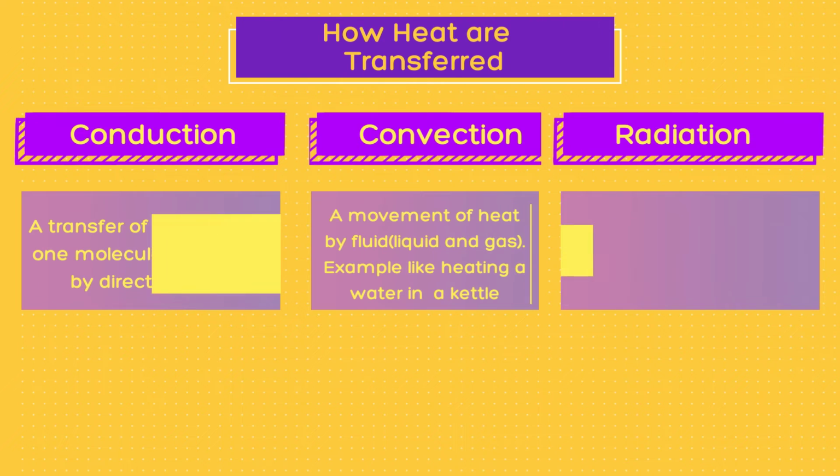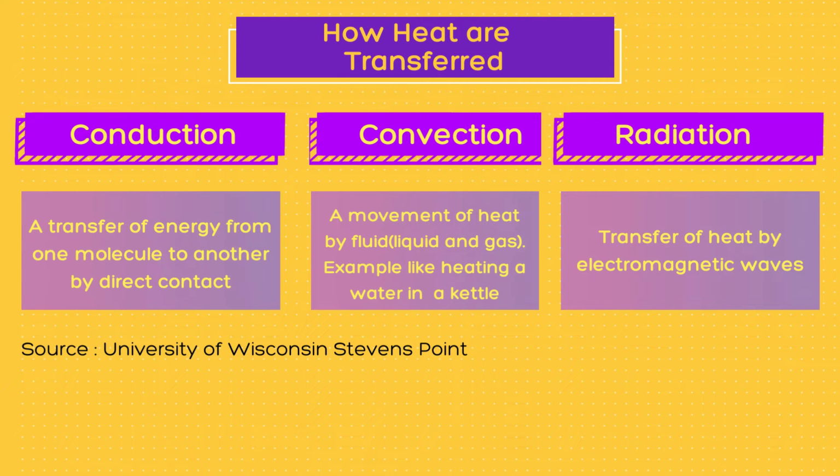So let's go to another part, which is how heat is transferred. There are various ways. There are three: conduction, convection, and also radiation. Conduction is a transfer of energy from one molecule to another by direct contact. Usually it happens in solid material. If you want to understand better what conduction is like, it's like you hug someone. When you hug someone, the warmth from that person will transfer to your body, so you can feel the warmth from that person. That's how conduction works.